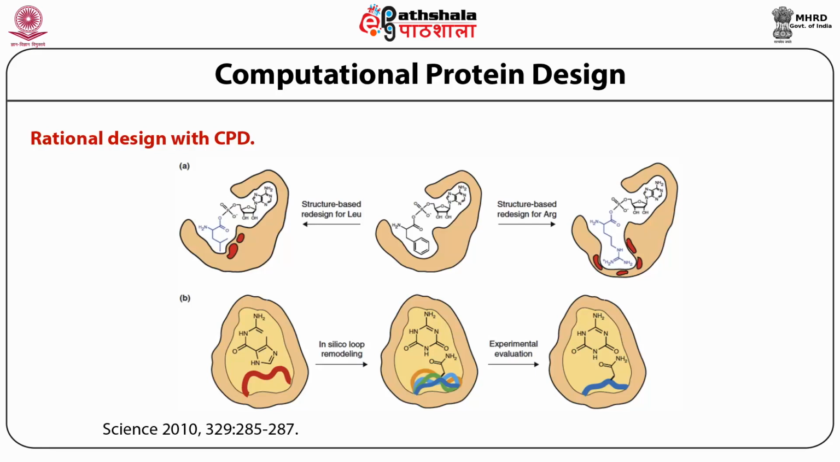In the second example, B, we have a substrate which should have some particular loop. So you are doing the loop modeling in silico. For this one, the computer program will calculate different loops. You can see in the second picture there are different colors of loops.